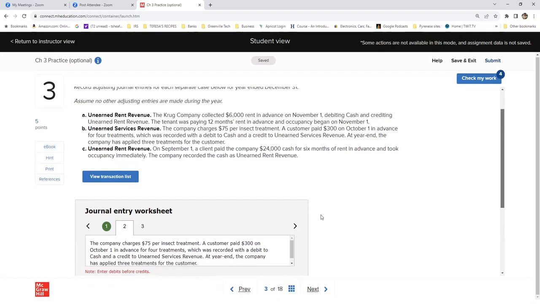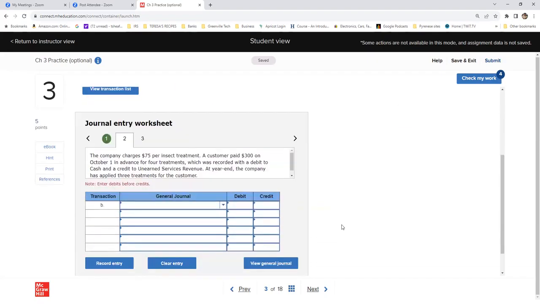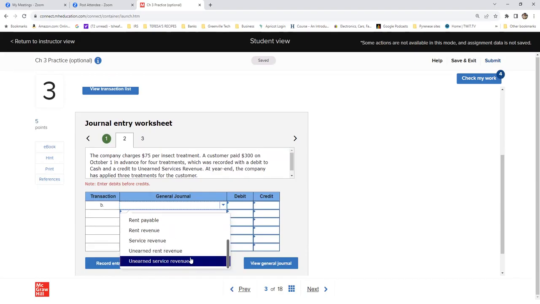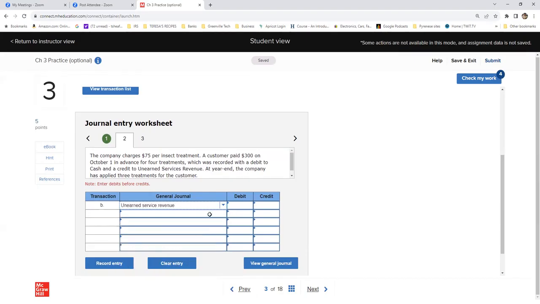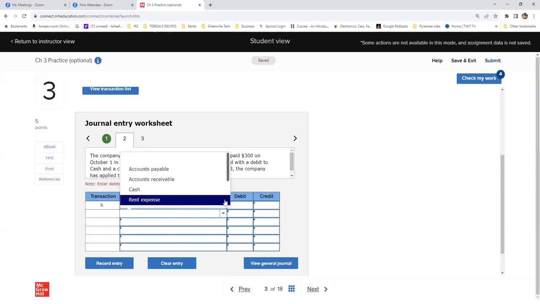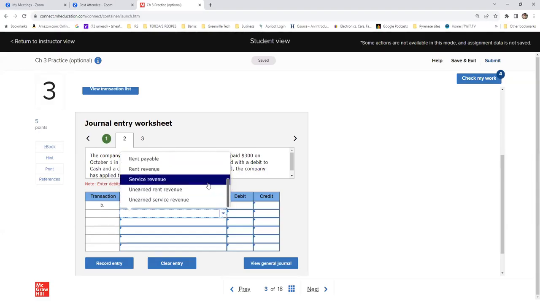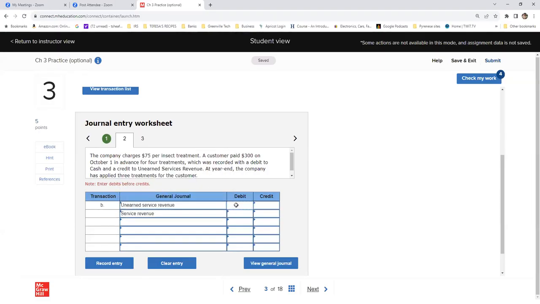Okay, so our debit is going to be, I'm sorry, I didn't know we were the company that was charging it. So we're going to debit unearned service revenue, and we're going to credit service revenue. And that'd be $225.